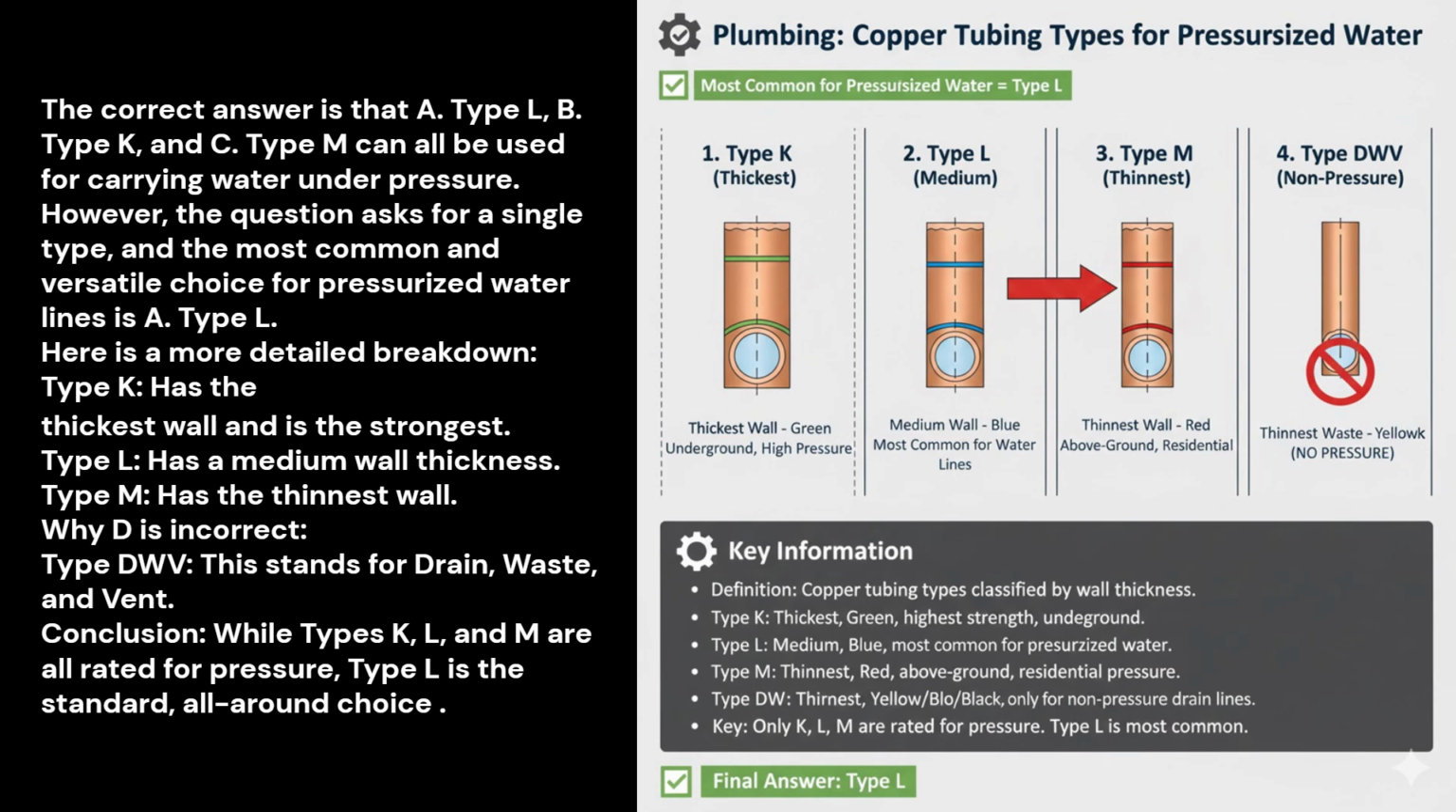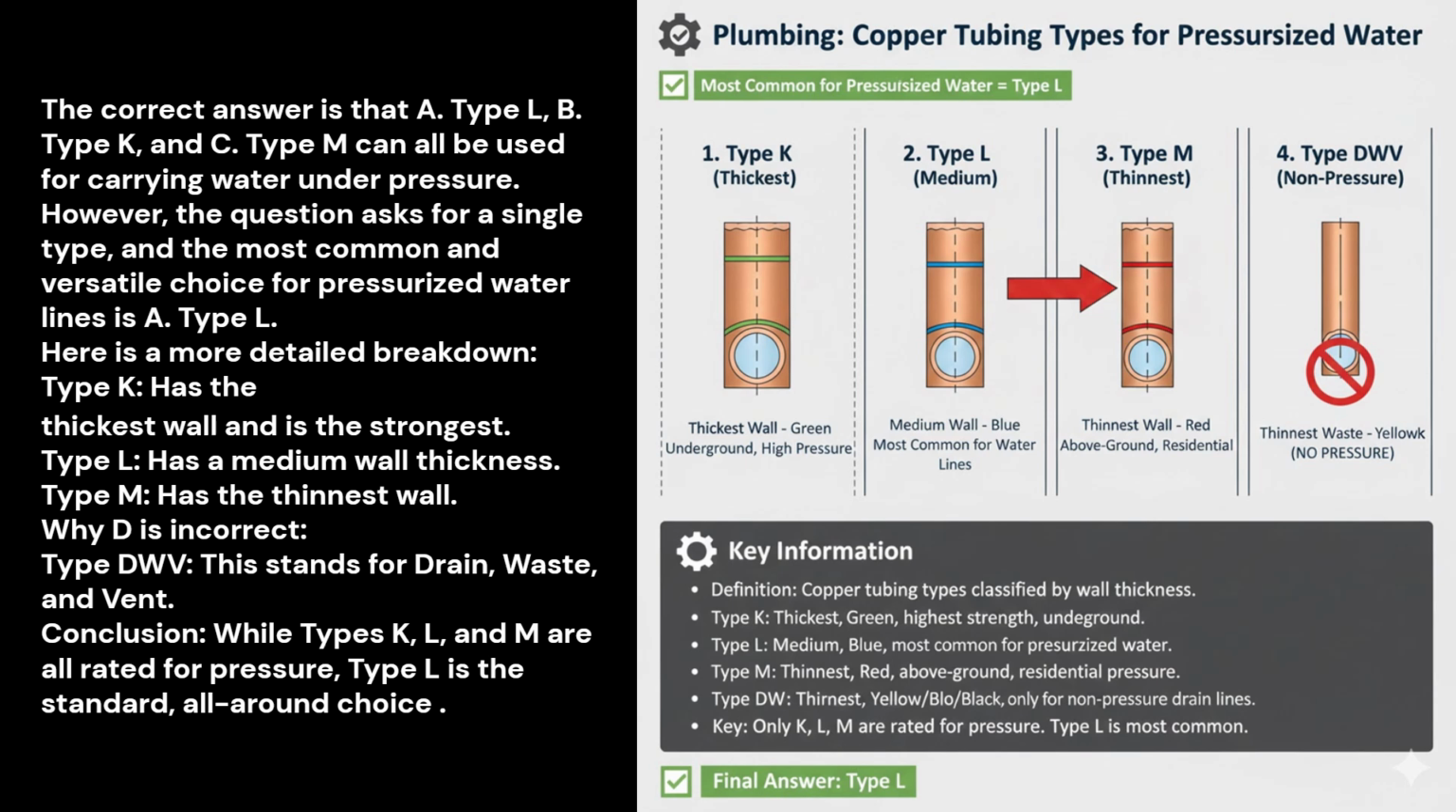Here is a more detailed breakdown. Type K has the thickest wall and is the strongest. It is often used for underground service lines and in applications where the highest corrosion resistance and strength are needed. Type L has a medium wall thickness. It is the most common and general-purpose type used for interior water distribution in residential and commercial plumbing for both hot and cold water under pressure. Type M has the thinnest wall. It is suitable for pressurized water lines inside a building, but its use is often restricted to above-ground, residential applications by local codes due to its lower strength.